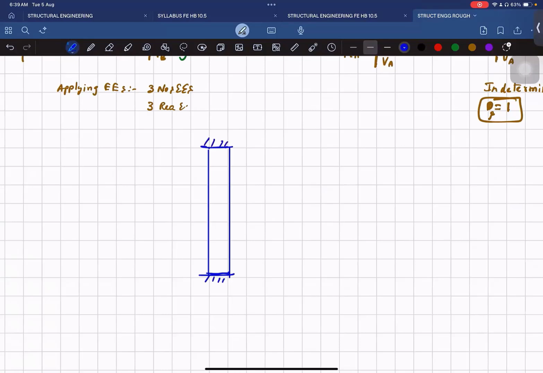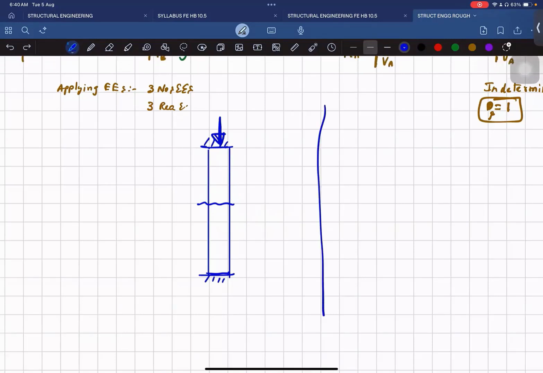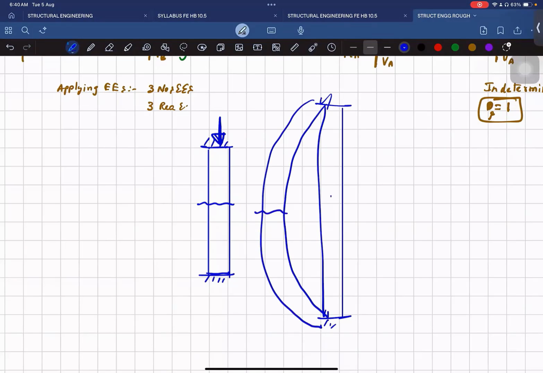Suppose this is a column and I apply some load here. If the load is very, very high, the column can fail in two ways. The first way, it can fail by crushing. The column will undergo crushing and the material will break. The other way is, if the column is very long, a very slender column, instead of crushing, it will undergo buckling. Buckling means it will undergo bending like this. Got it? We call this buckling.